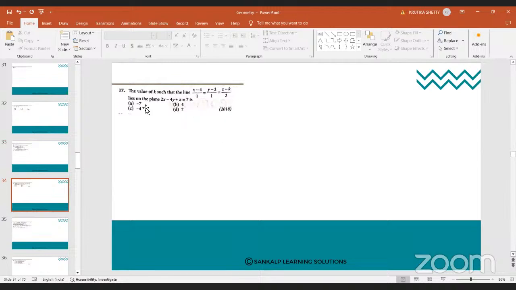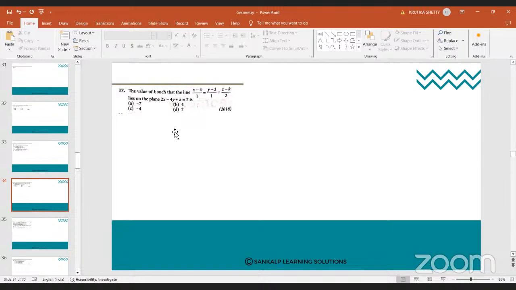Next, the value of k such that the line lies on the plane 2x minus 4y plus z equal to 7. The line lying on the plane means whatever the coordinates of the points of the line are, they should satisfy the plane. First we will calculate the coordinates of the point on the line: 4, 2 and k. We need to substitute 4, 2 and k in the plane.